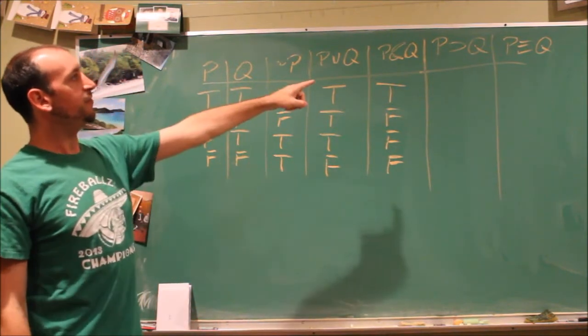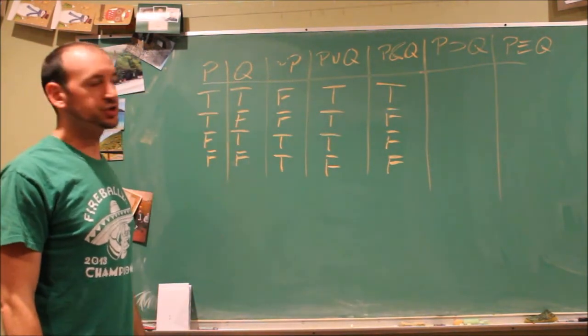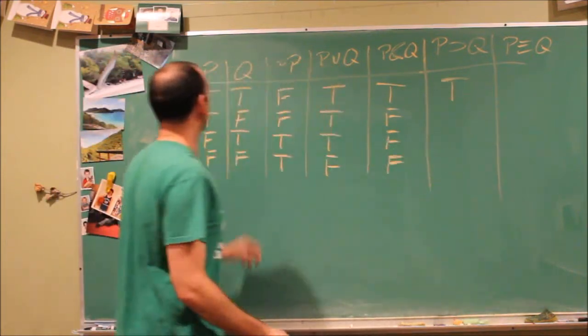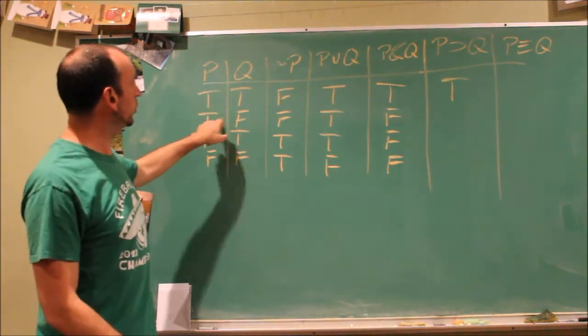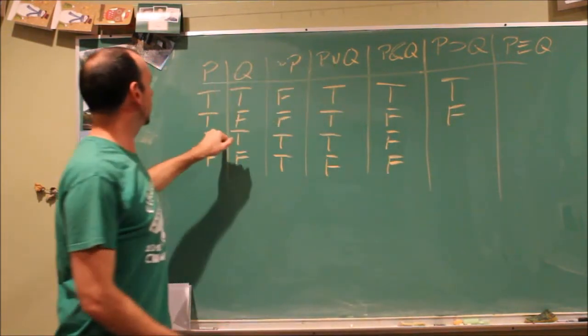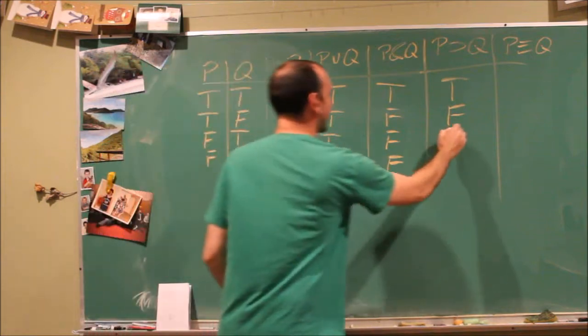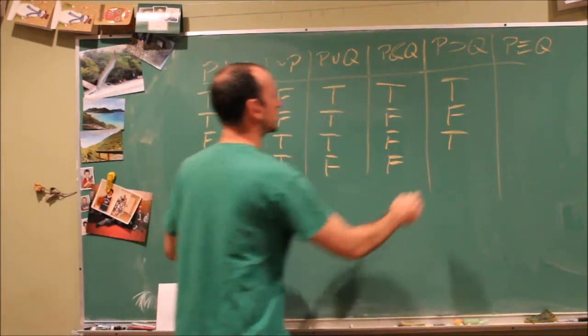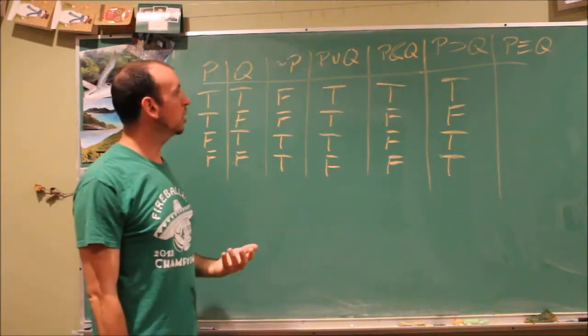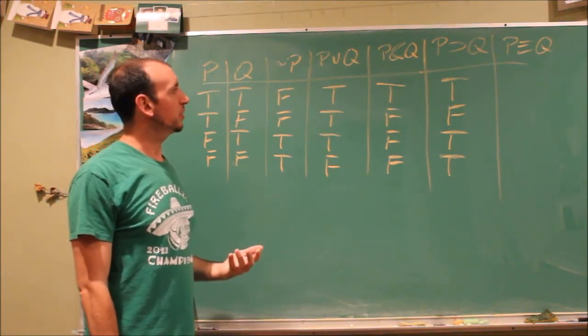Our third one, if P then Q, that's our horseshoe relationship. Where they're both true, that's true. Where P is true and Q is false, that's false. Where P is false and Q is true, that's true. And where they're both false, that's true. This one is the least intuitive of them all, but I can explain it with an example like this.